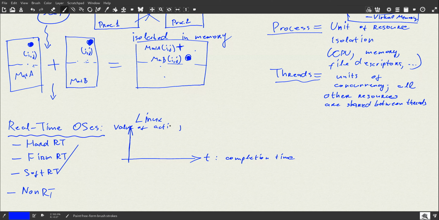Of activity. If the value of activity does not depend on completion time, stays more or less the same, it is non-real time. If the value of our activity may decrease and may even tend to 0 but never become 0, depending on completion time, it is soft real time.